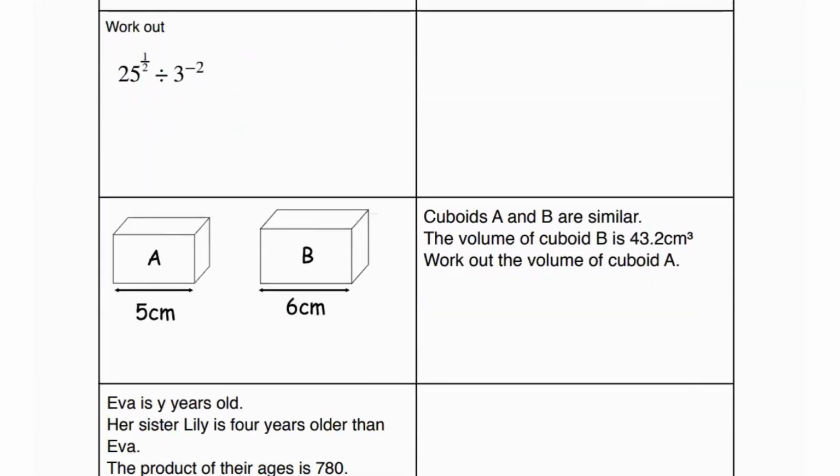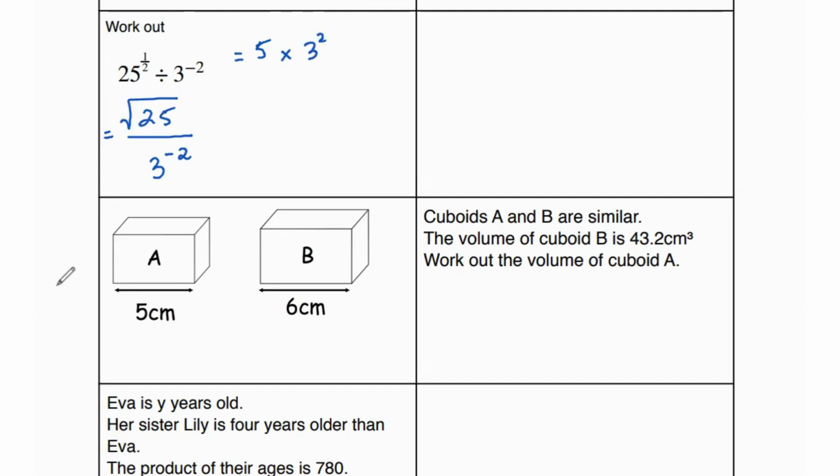In the next question, it says work out 25 to the power of 1 over 2 divided by 3 to the power of negative 2. So 1 over 2 can be rewritten as a square root. So we have the square root of 25 divided by 3 to the power of negative 2. Now the square root of 25 is 5. And 3 to the power of negative 2 can be made positive by bringing it into the numerator. So then it becomes 5 times 3 to the power of 2.